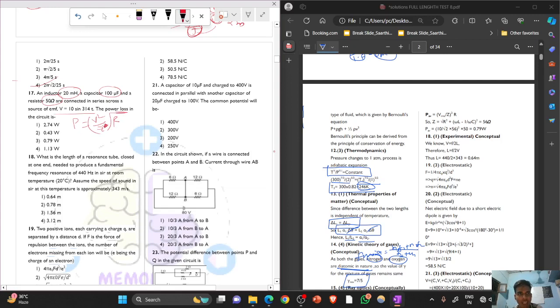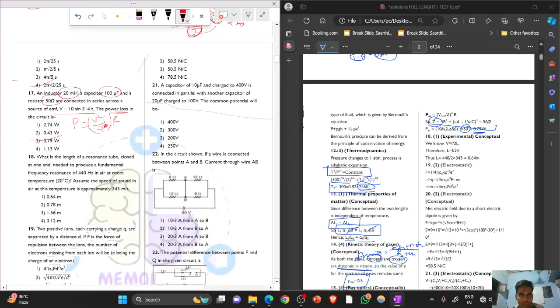You can calculate Z as the root of XL minus XC, squared, plus R square. Simply by putting in all the values you can calculate Z. Putting the value of Z here and multiplying with the resistance, you get the power loss, or average power, you can say. That comes out to be 0.79. Option number third is your correct answer.